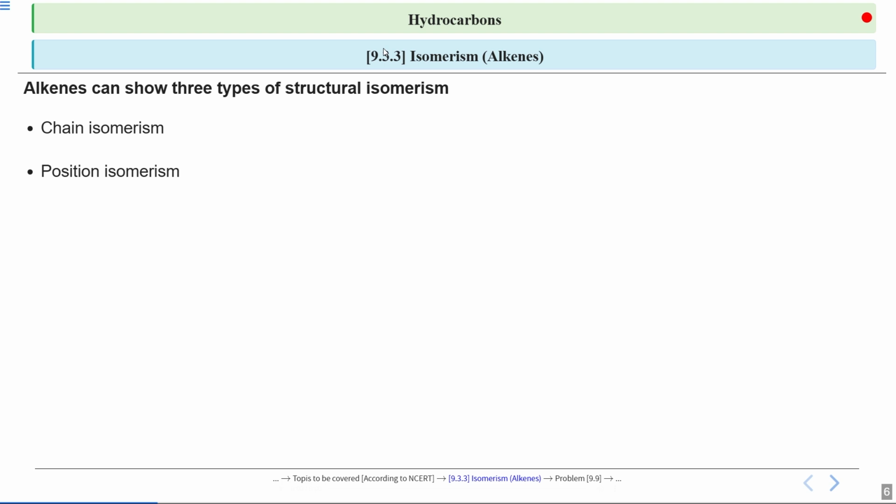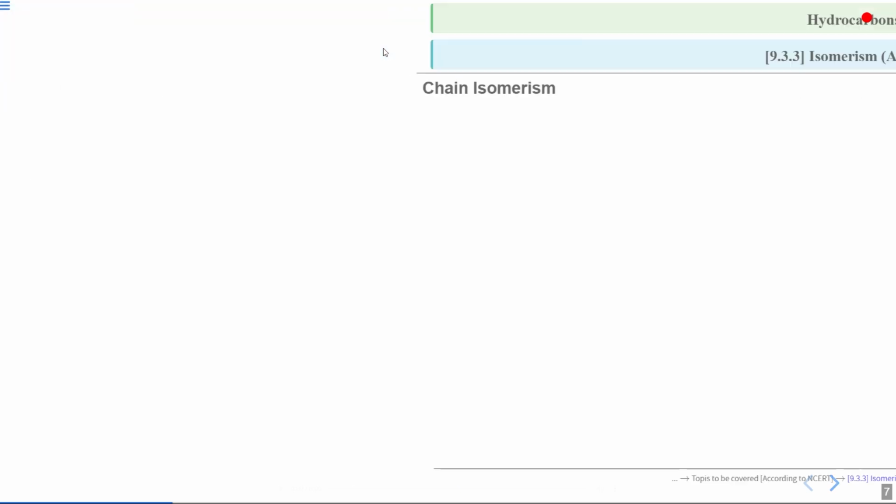Position isomerism happens when the functional group, in this case the double bond in alkenes, is located at different positions along the carbon chain. This can result in different physical and chemical properties for the isomers. Lastly, we have the ring chain isomerism. This type of isomerism occurs when one isomer has a ring structure while another one has an open chain structure. This can significantly affect the properties and reactivity of the compound.